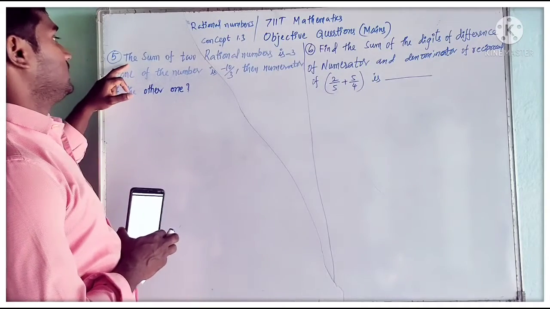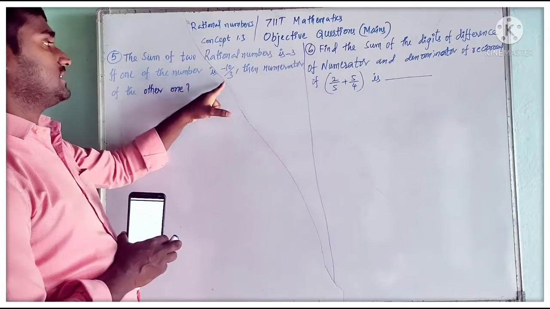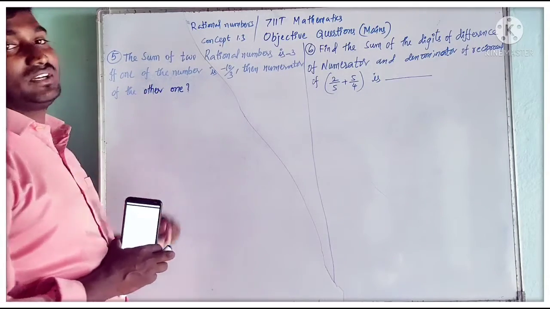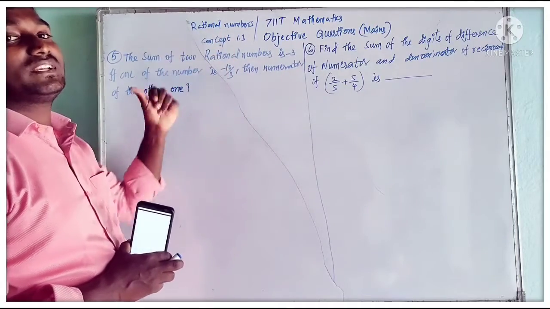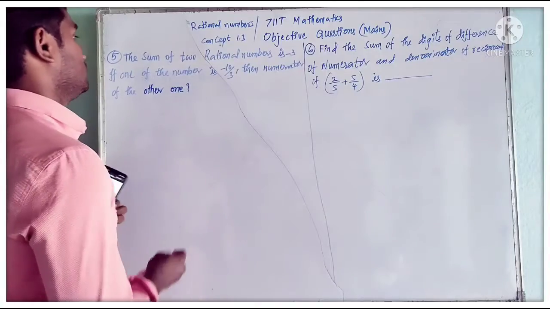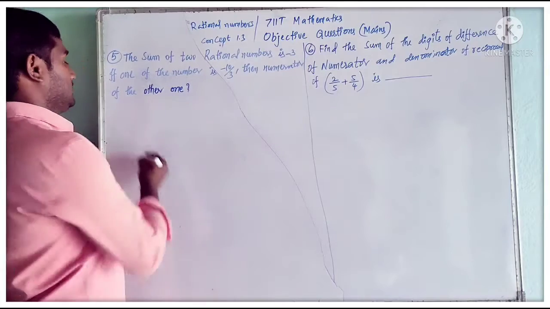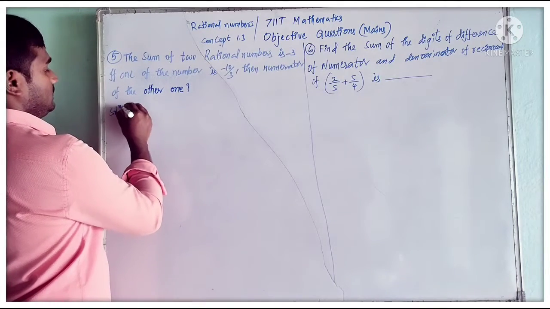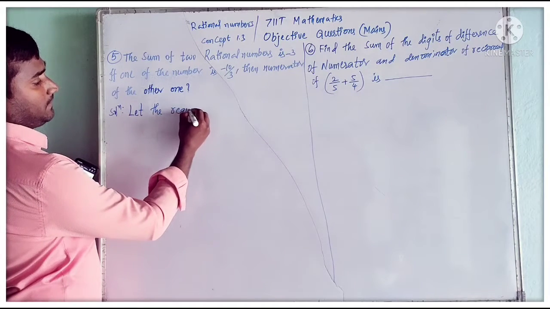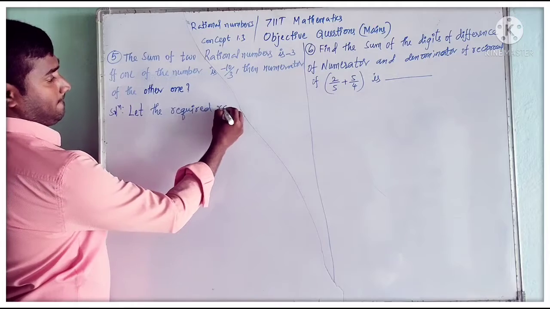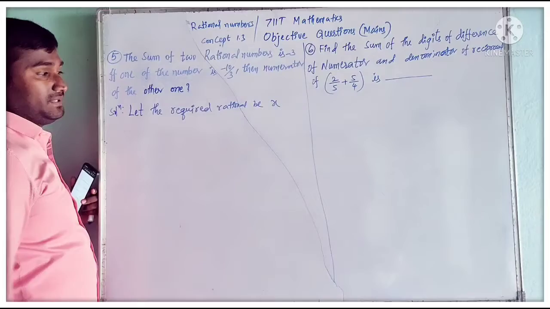The fifth question: the sum of two rational numbers is minus 3, and if one of the numbers is minus 10 by 3, then they are asking for the numerator of the other one. We need to find the other rational number, and in that, the numerator we are going to write. See here, we don't know the other rational number, so we can assume the required rational number to be x. Solution: let the required rational number be x.